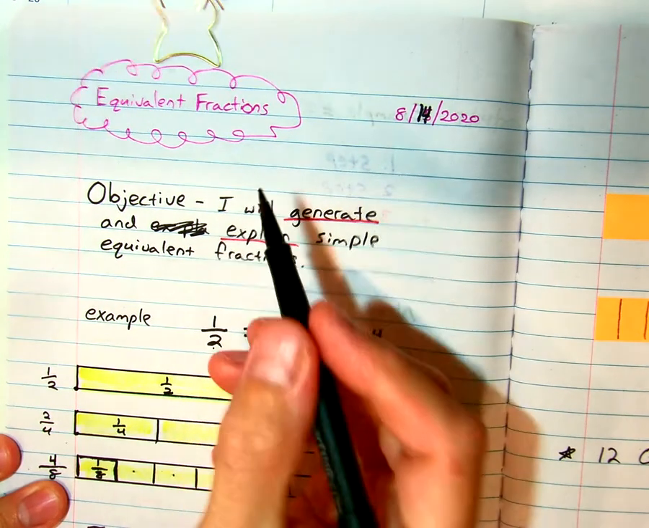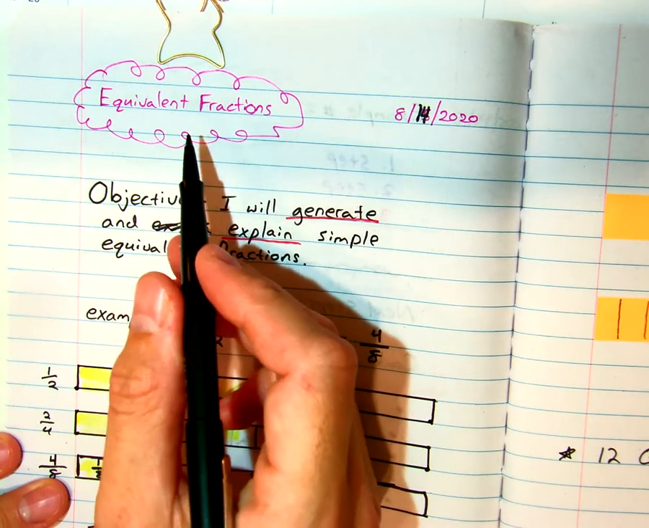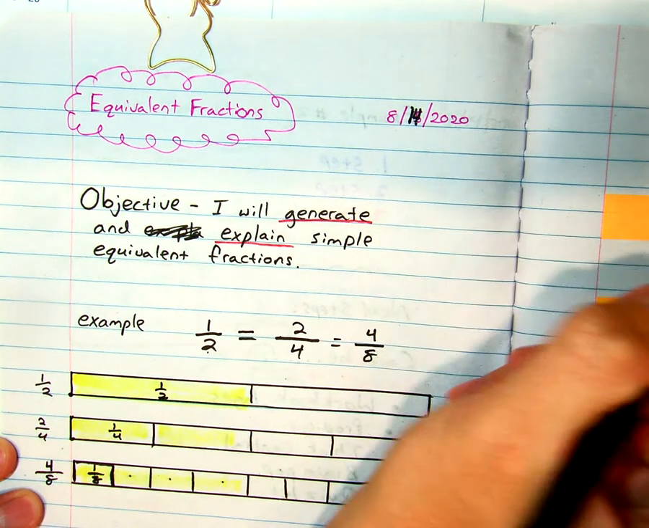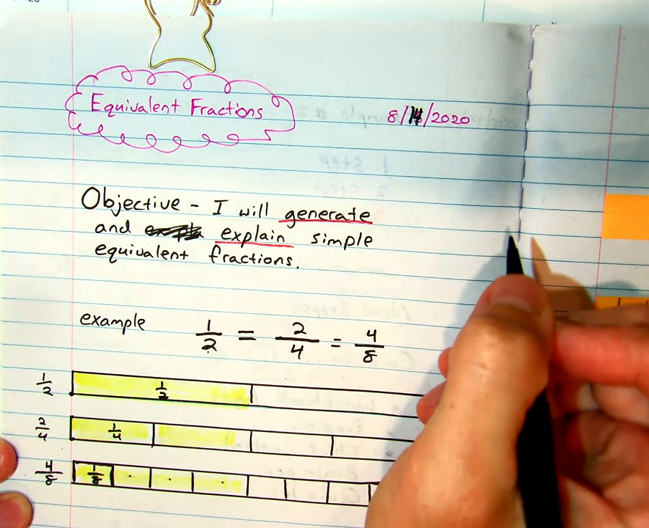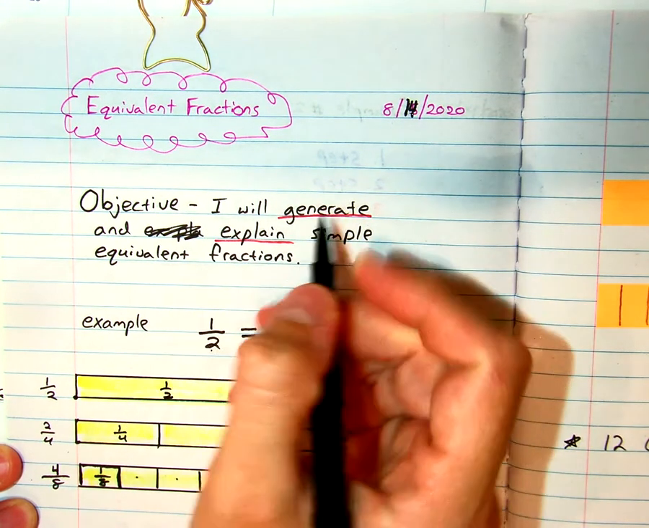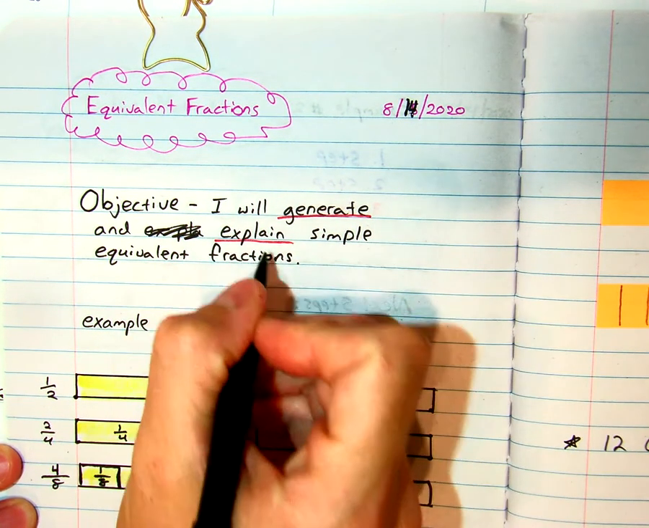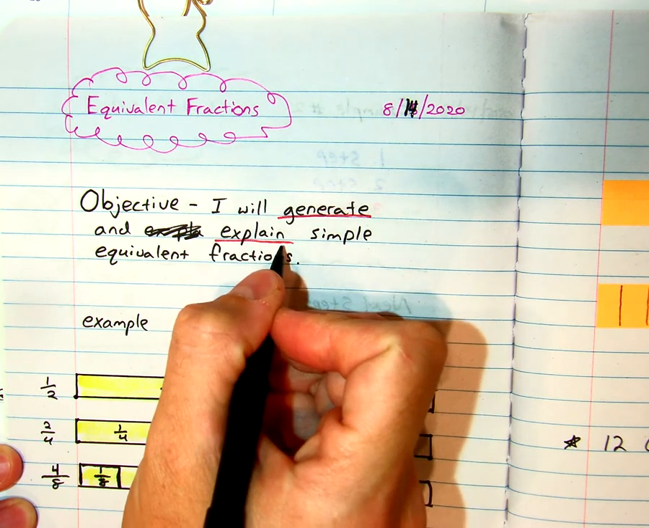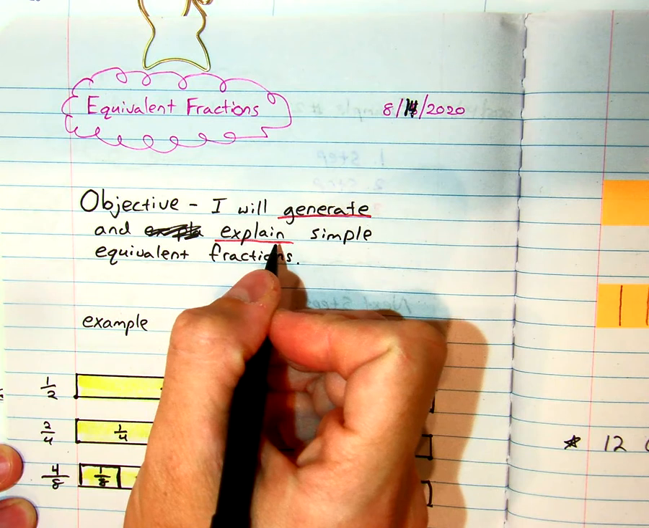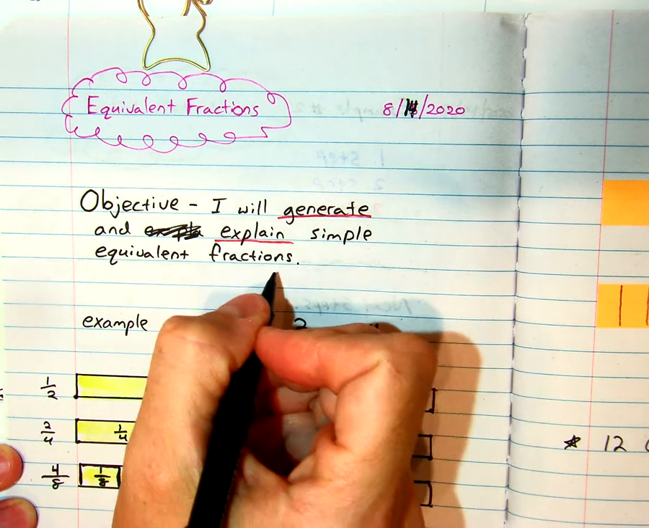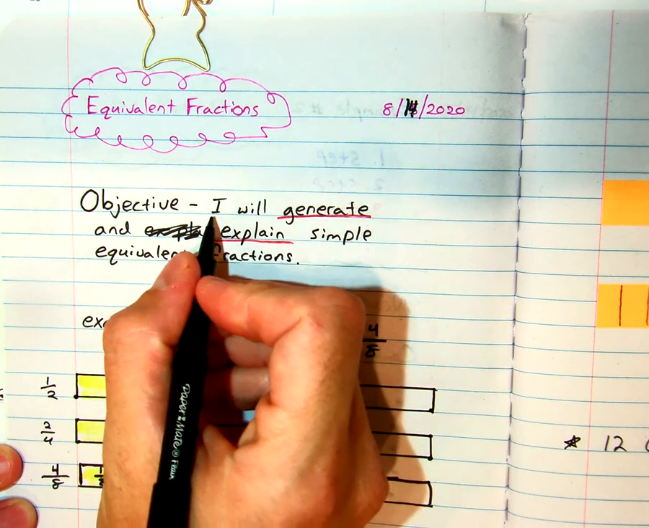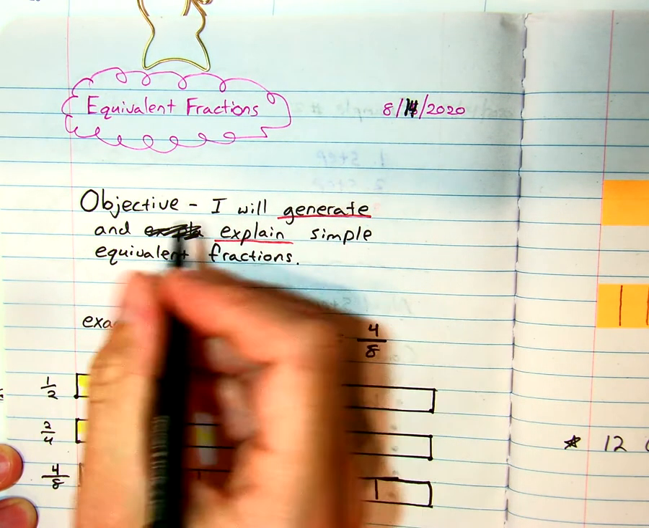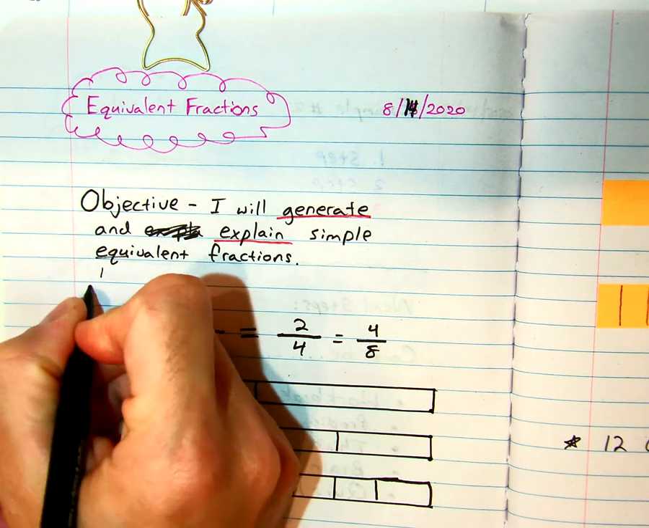Our topic here, we are looking at equivalent fractions, something you definitely looked at in 4th grade. I messed up the date last time. I'm going to put a new date on the section that we're starting now. So our objective, I will generate, which means to create or to make and explain. So that means you can put together equivalent fractions and then show someone how that works. Simple equivalent fractions. So let's read it one more time. I will generate and explain simple equivalent fractions. Remember, equi means equal.